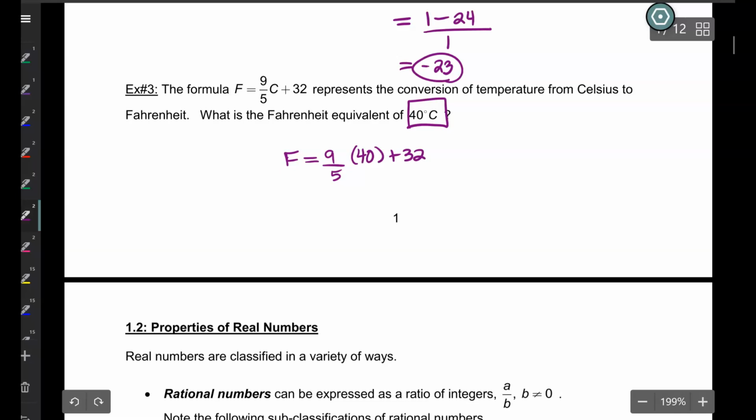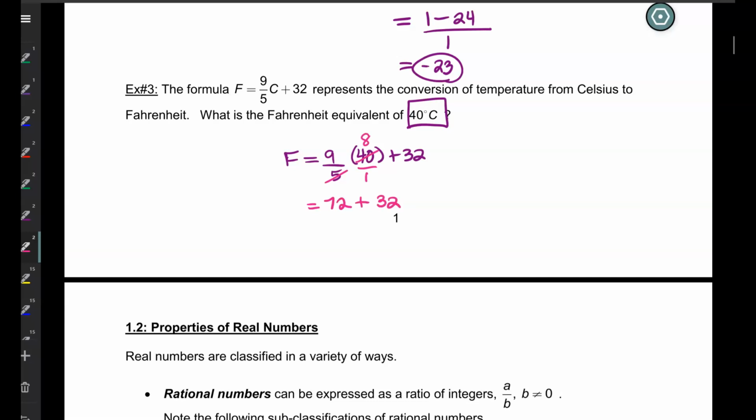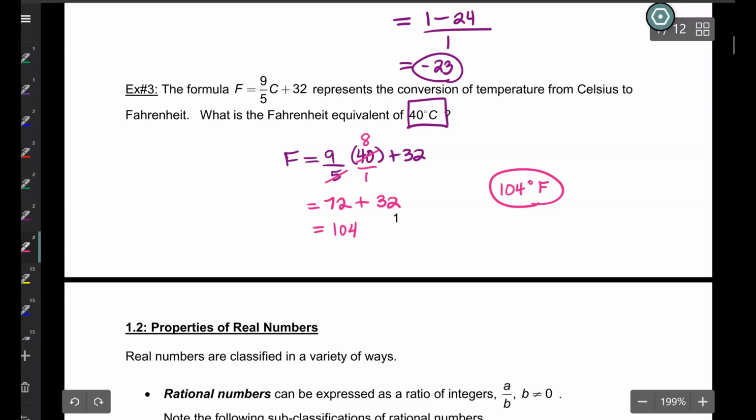Now if it was a fraction multiplied by a fraction, you multiply numerators, multiply denominators, and simplify. However, this is 9/5. I would not multiply 9 times 40, right? I would think of this as being over 1. 5 goes into 40 8 times. So now I have 72 plus 32, which gives us 104. So now I'm just going to write this out. So it's 104 degrees Fahrenheit, just so I put those symbols with it.